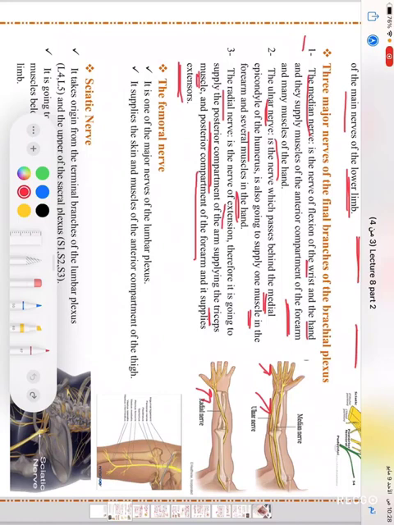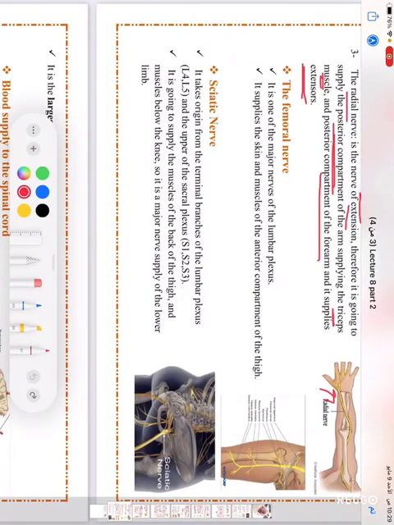Okay? So the median nerve supplies the wrist and hands, the compartments of the forearm and many muscles of the hand. The ulnar nerve passes behind the medial epicondyle of the humerus and supplies one muscle in the forearm and several muscles in the hands. The radial nerve is the nerve of extension, supplying the posterior compartment of the arm, the triceps, and the posterior compartment of the forearm; it just supplies extensors.